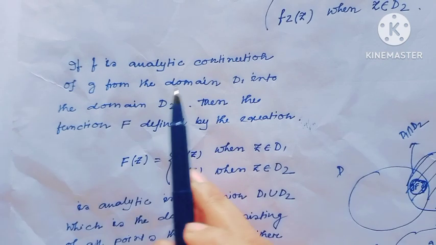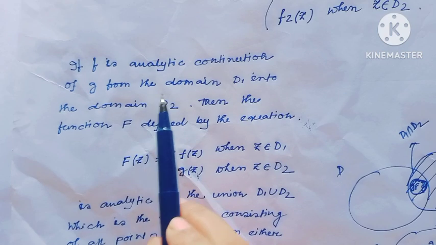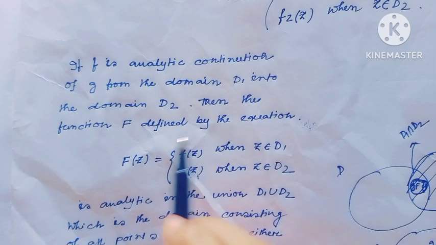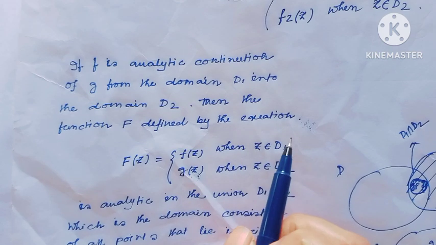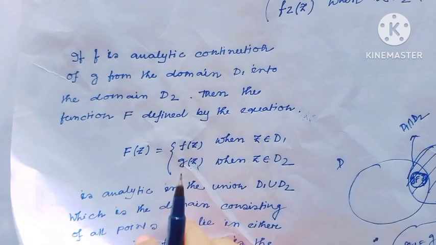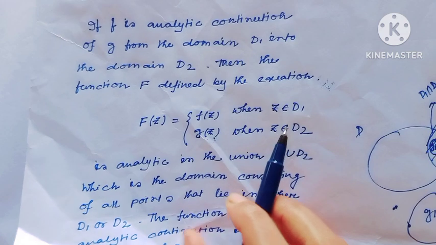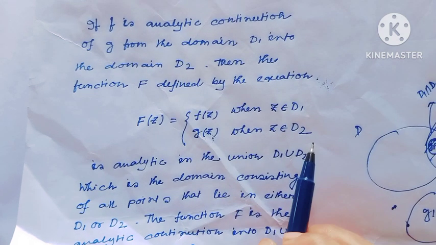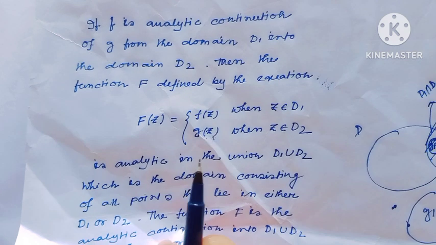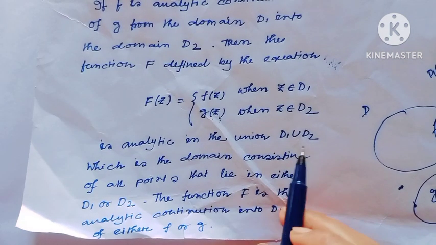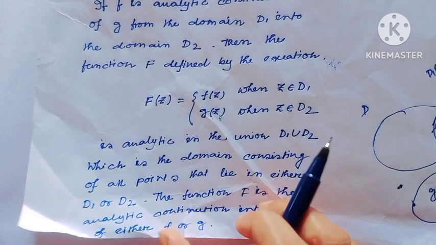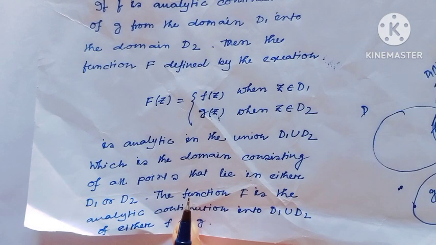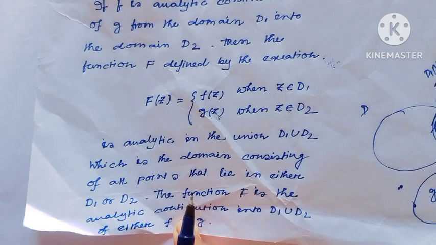That means if g is an analytic continuation of f from the domain D1 into the domain D2, then the function capital F defined by the equation capital F(z) equal to small f(z) when z belongs to D1 and g(z) when z belongs to D2 is analytic in the union D1 union D2, which is the domain consisting of all points that lie in either D1 or D2.